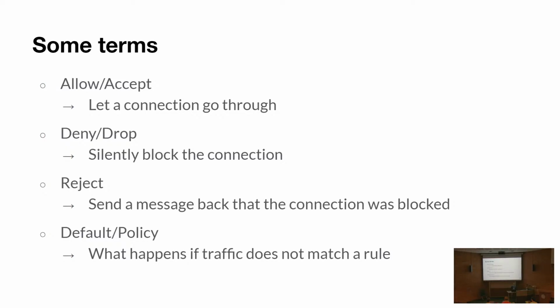Allow or accept lets a connection go through. Different firewall software has different words for that. Deny or drop is silently block the connection, as opposed to reject, which sends a message back that the connection was blocked. So the difference there, like drop, if you're the computer trying to talk to, say, a web server, and there's a rule set up in between you that's going to drop the connection, then you wouldn't hear anything back. You'd just be like, hey, web server, talk to me, and the web server wouldn't respond. Reject, on the other hand, will actually send back a message that's like, hey, this port can't be reached.